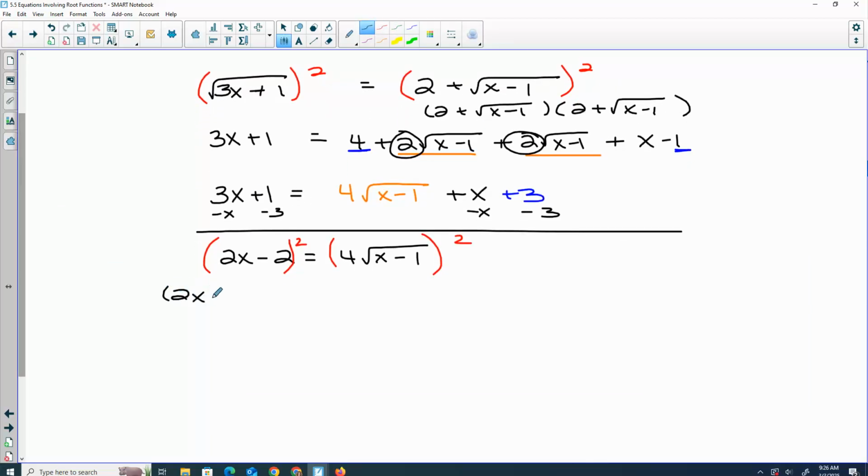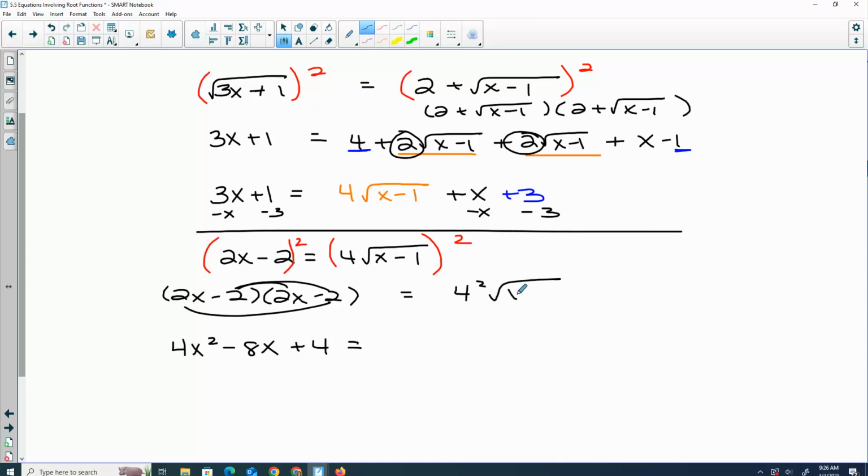So, on the left, you have 2x minus 2 twice. So that gives us 4x squared minus 4x, and minus 4x would be minus 8x plus 4. Over here, you have to square the 4 and the square root. So 4 squared is 16, radical x minus 1 squared is x minus 1.